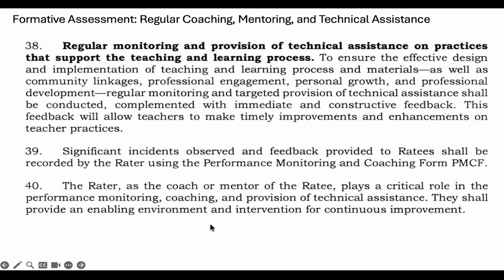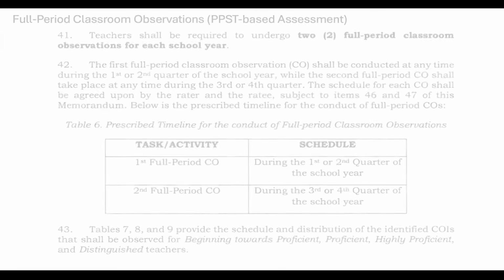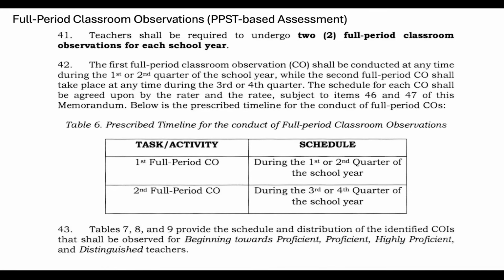They shall provide an enabling environment and intervention for continuous improvement. Okay, so paragraph 41: teachers shall be required to undergo two full period classroom observations. So it's final already. You're going to use only two classroom observations for this school year.